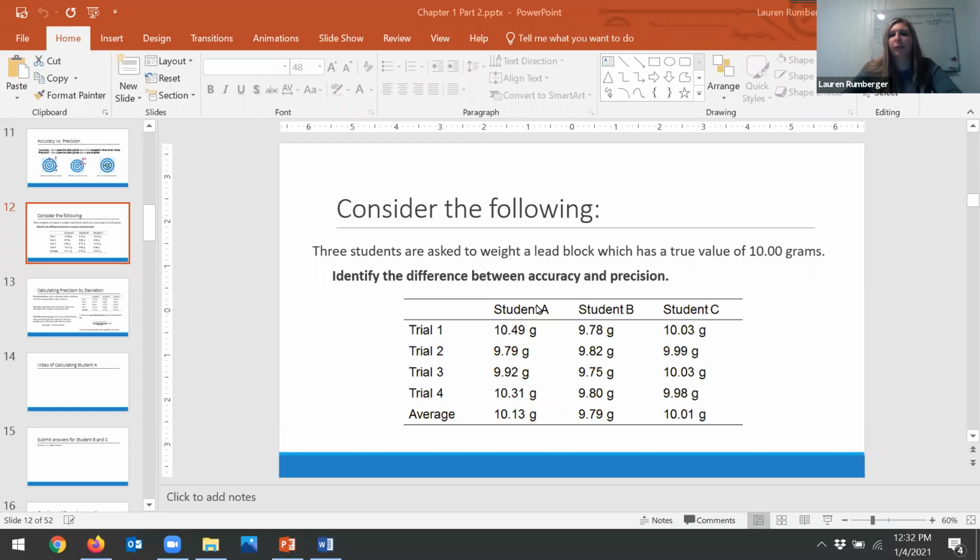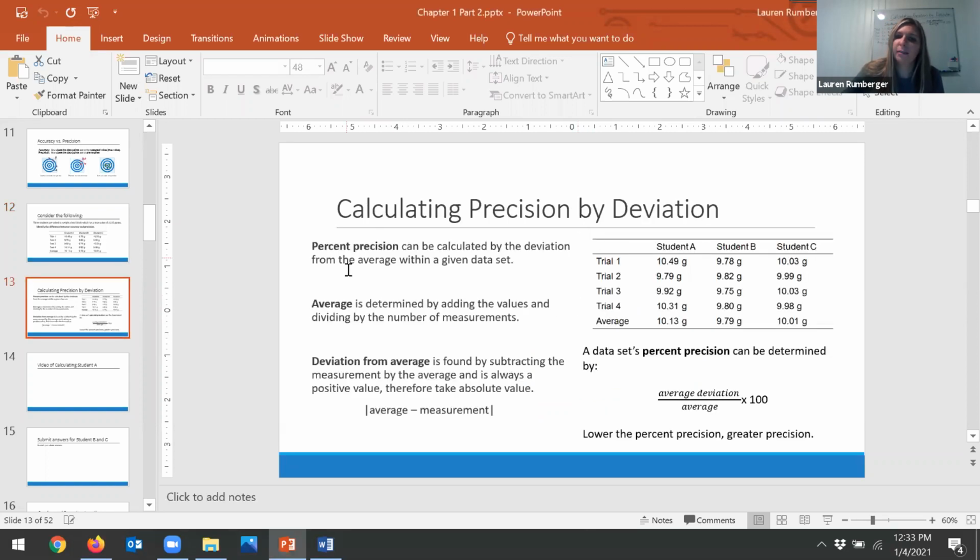Now, in order to calculate precision, you are learning that you can determine the percent precision. The lower the percent precision, the greater the precision. So I am going to go through with you how to complete the percent precision for student A, and then you will complete student B and C in the coming activity. Student A, we've already said, is neither accurate nor precise in comparison to student B and C. Let's see what that precision percentage is.